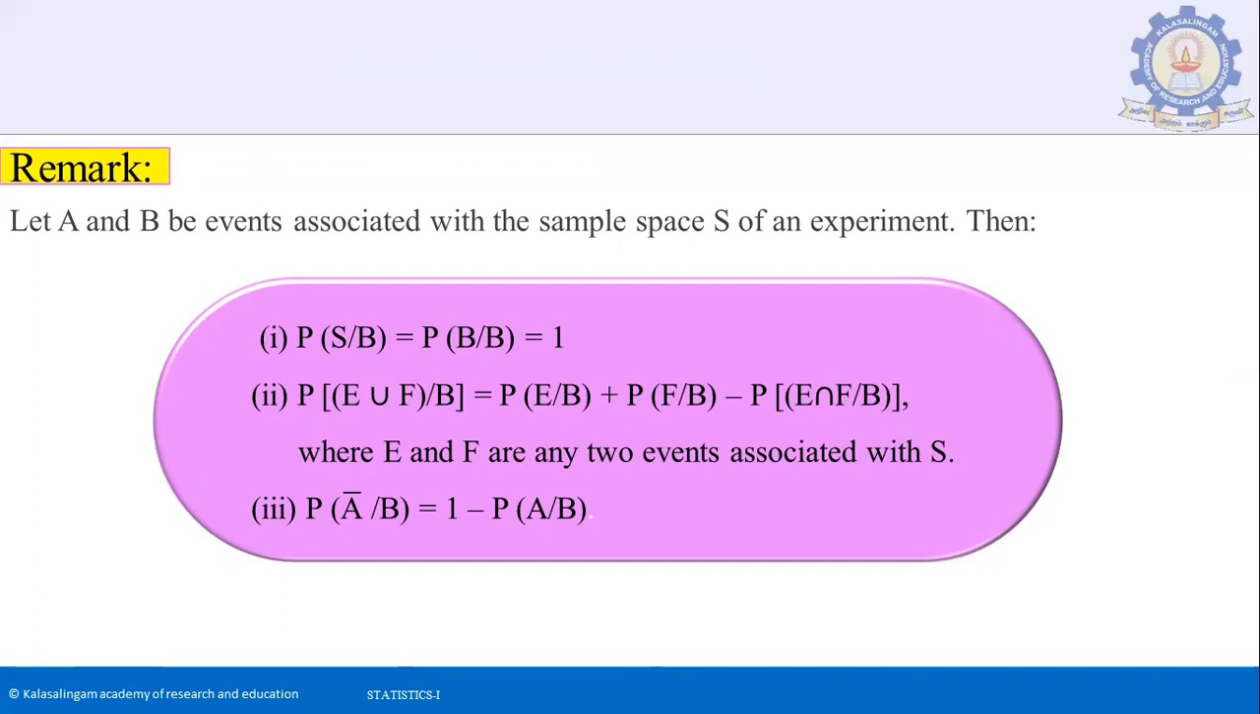Just like the complementary formula in probability, P of A bar equals 1 minus P of A, here in conditional probability we have probability of A bar given B is equal to 1 minus probability of A given B.